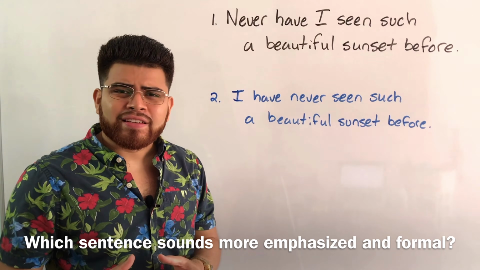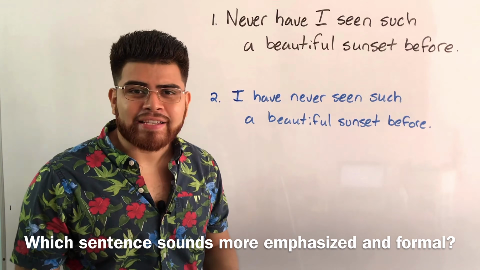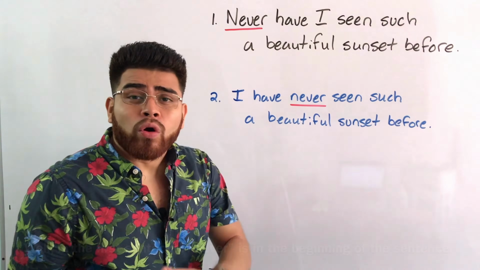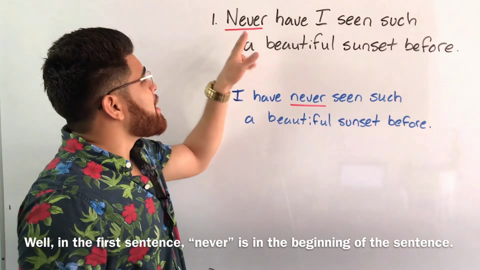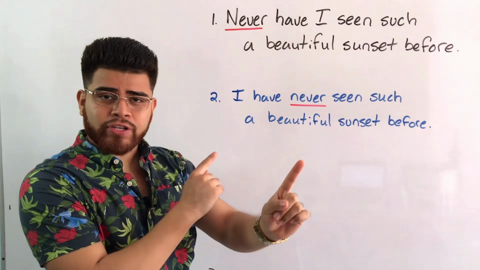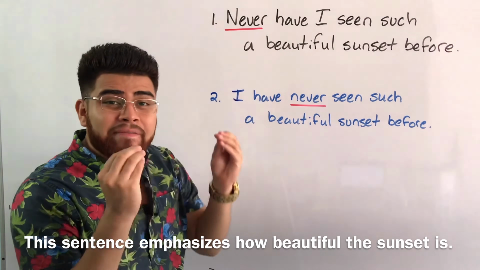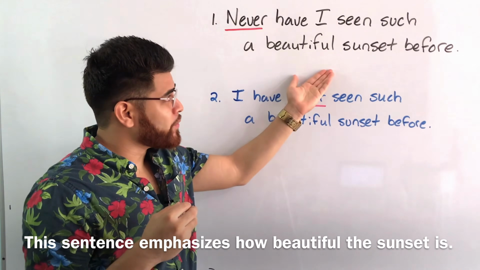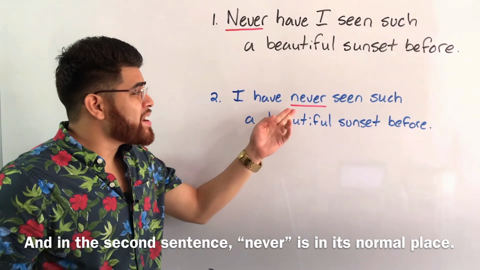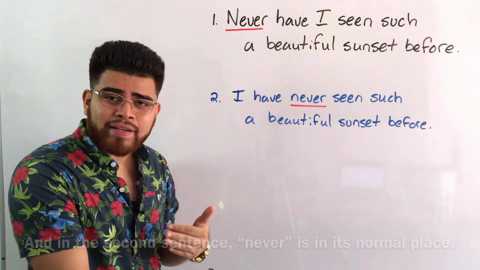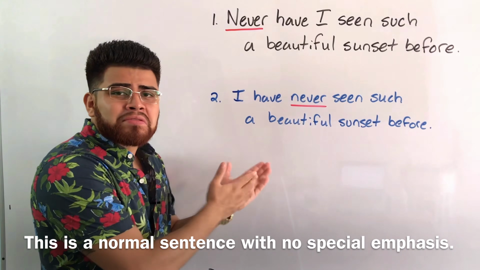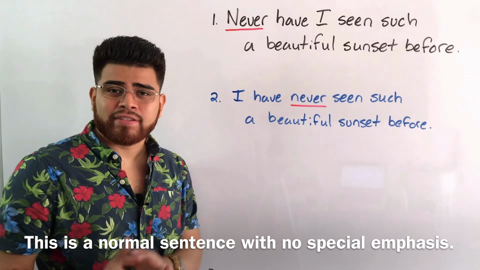Which sentence sounds more emphasized and formal? The first one, right? Well, in the first sentence, never is in the beginning of the sentence, so we use inversion. This sentence emphasizes how beautiful the sunset is. And in the second sentence, never is in its normal place, so we don't use inversion. This is a normal sentence with no special emphasis.